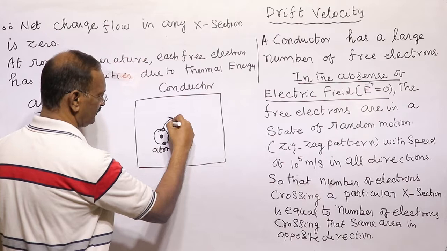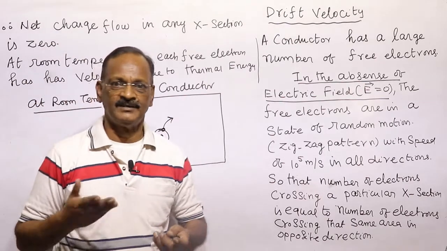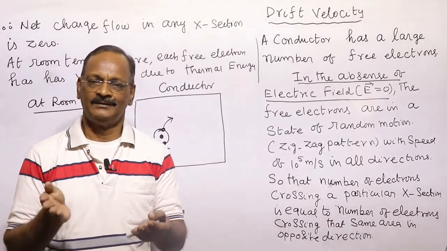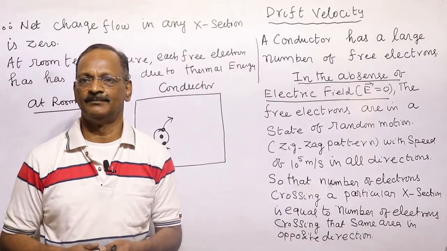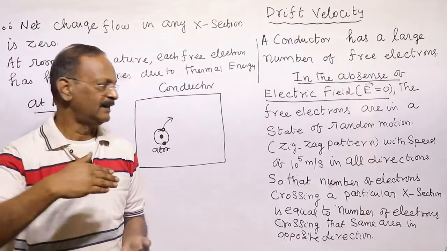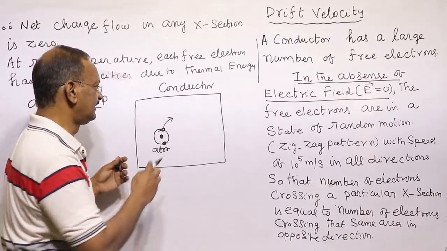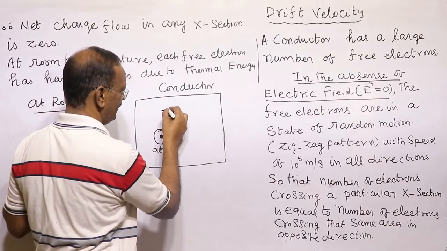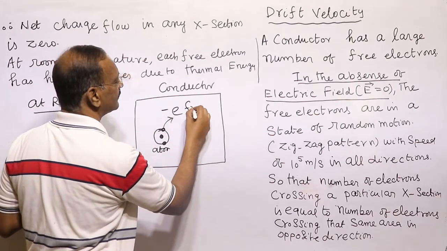See, it goes outside. This is because of the thermal energy. At room temperature, whatever the temperature is, that is called the thermal energy. By absorbing the thermal energy, the electrons in the outer shell can escape out, and that electron we call a free electron.